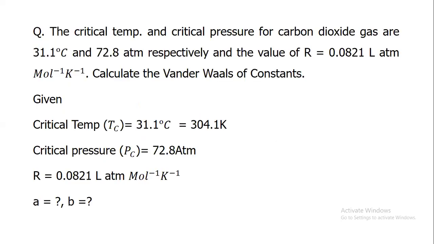The critical temperature and critical pressure for carbon dioxide gas are 31.1 degrees Celsius and 72.8 atm respectively, and the value of R is 0.0821 liter atm per mole per Kelvin. Calculate the van der Waals constants. Given critical temperature 31.1 degrees Celsius, 304.1 Kelvin, critical pressure 72.8 atm, R 0.0821 liter atm per mole per Kelvin. A equal to what? B equal to what?